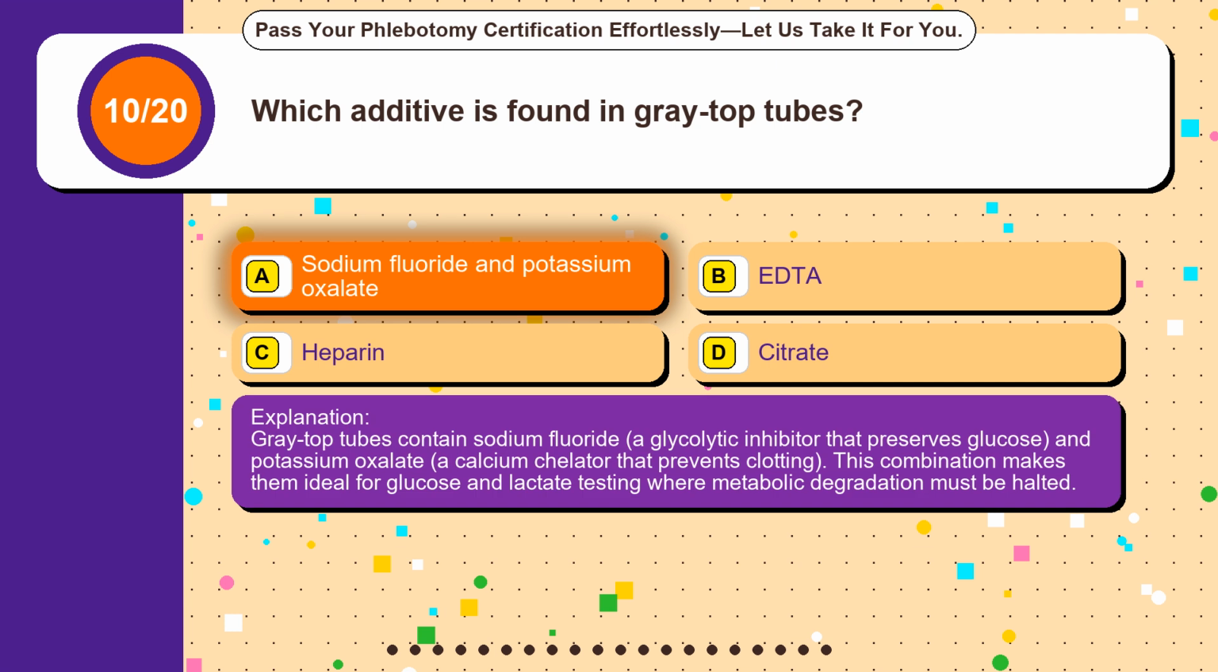Grey top tubes contain sodium fluoride, a glycolytic inhibitor that preserves glucose, and potassium oxalate, a calcium chelator that prevents clotting.